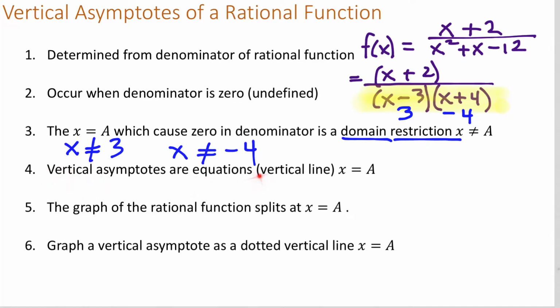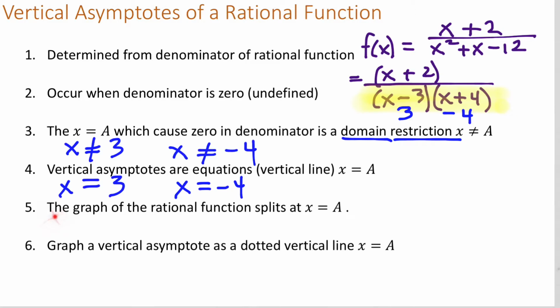Vertical asymptotes are equations of vertical lines. Those equations, x equals a number, occur at the identified places where you have domain restrictions. So vertical asymptotes are another way of saying you have a domain restriction at that x value. So the equation of the vertical line for the domain restriction x can't be 3 is the vertical line x is equal to 3. And for the negative 4 domain restriction, the vertical line x is equal to negative 4. Those are the equations of the vertical asymptotes. Vertical lines, these are.